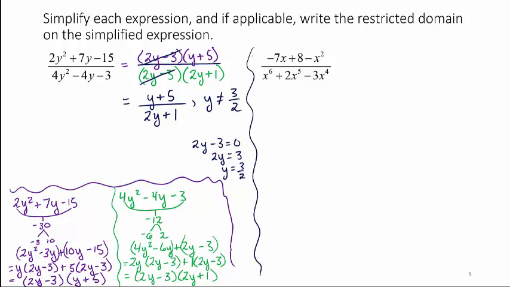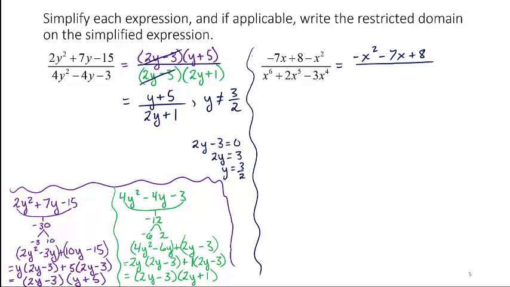We've got negative 7x plus 8 minus x squared all over x to the 6th plus 2x to the 5th minus 3x to the 4th. Okay, so the first thing that I like to do, I like to have the x squared term out front, and it's got a negative in front of it, so that will come with it. So I'm going to have negative x squared minus 7x plus 8 in the numerator.